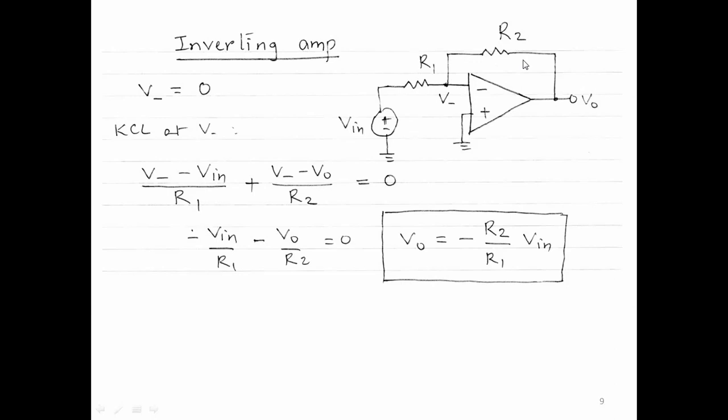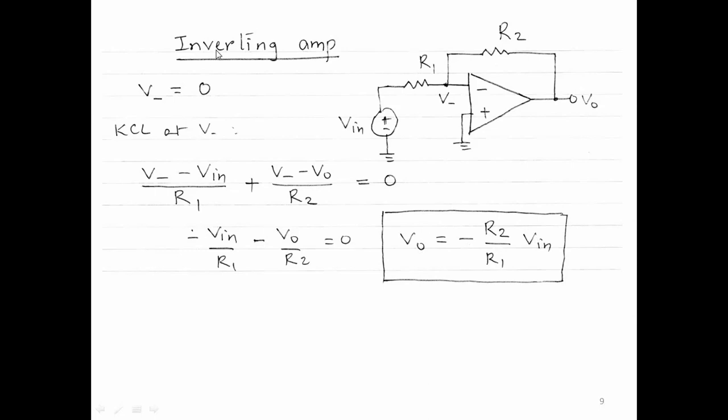So this current is equal to that current, and if we solve this, V minus is 0. So if we solve this, we get VO is equal to minus R2 by R1 into V in. So this is called an inverting amplifier because the output has a negative sign compared to the input. Why is the word inverting used?